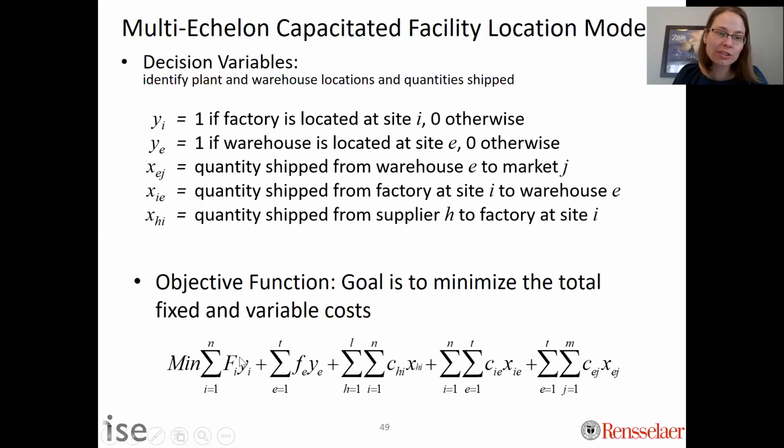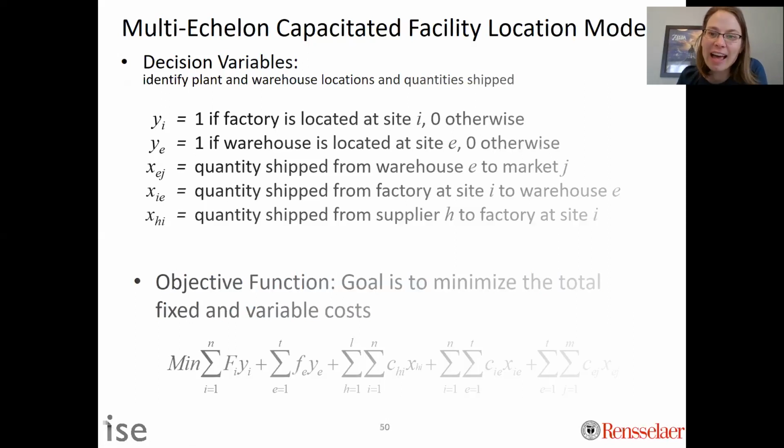So this first FiYi is the fixed cost of factories. This FiEi is the fixed cost of warehouses. And then this is the cost from going from the supplier to the factory, and then how much do I ship between each of them? So that's the amount on the arcs. This is going from factory to warehouse, and then this is going from warehouse to the demand market. If you remember, on a single echelon we basically had one of these fixed charge and one of these variable. Now we have the whole thing represented.